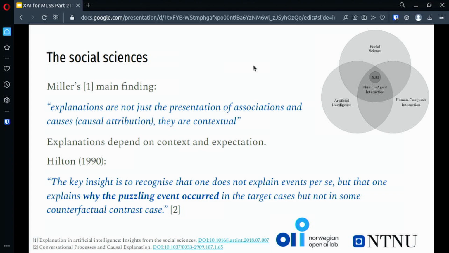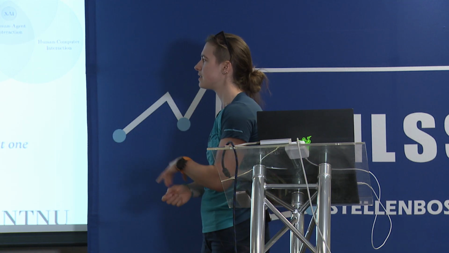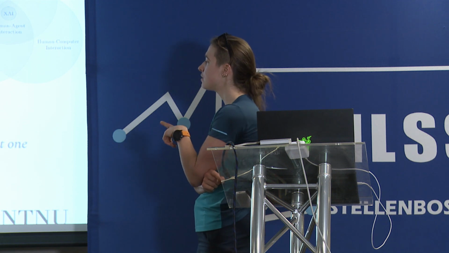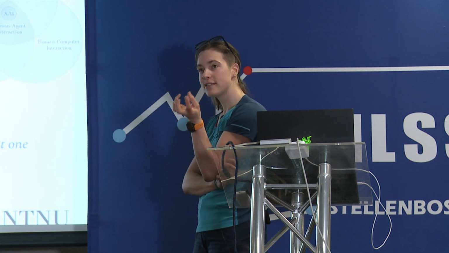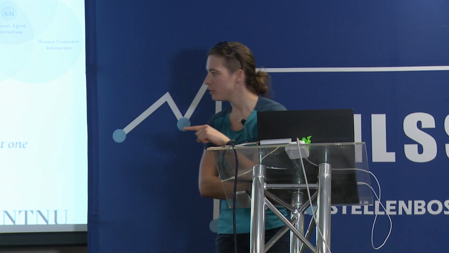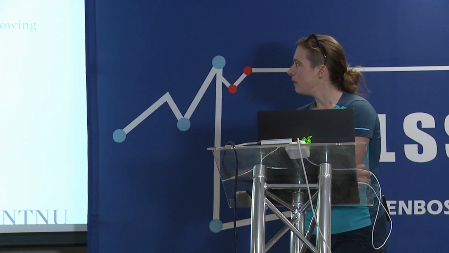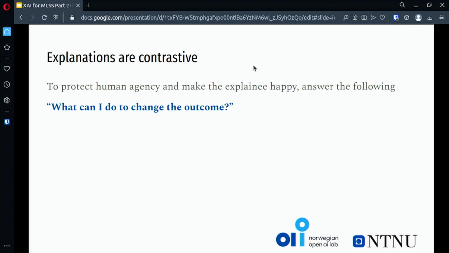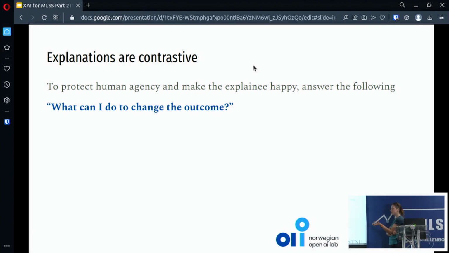And this fits also very well with what Hilton said in 1990, that the key insight is to recognize that one does not explain singular, isolated events per se, but one explains why the puzzling event occurred in the target cases, but not in some counterfactual case. And if you're wondering what I mean by that, think about if you ask a machine learning model, what should I do in this case, or what is the prediction in this case? If the prediction surprises you, then you would want to know what makes this situation different from a situation in which I would get an outcome that didn't surprise me, okay?